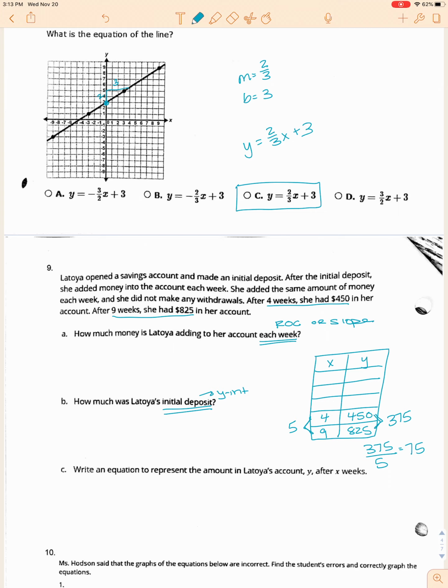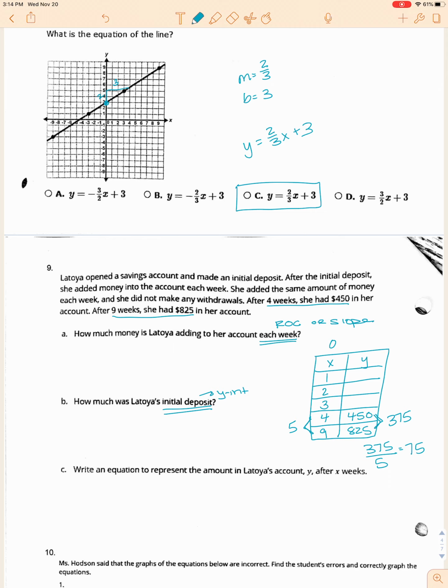So 75 is my rate of change, or my slope. So that's what she's adding each week. Then if I'm looking for the initial deposit, I have to bring it back to 0. So this would be 3, 2, 1, and I'm going to put 0 above. My 0 is going to be what my initial deposit is. So I'm just going to bring that table backwards until I can figure out what that initial deposit is.